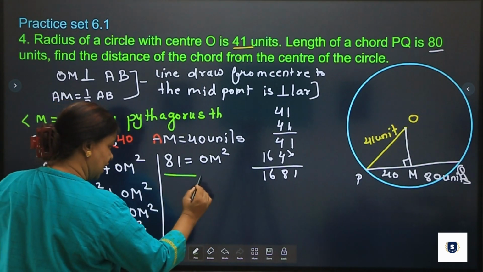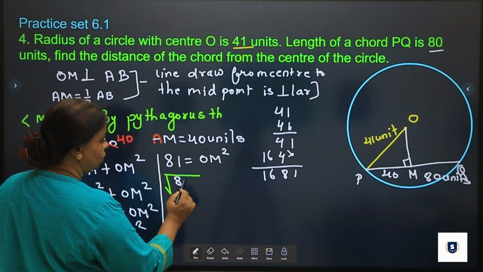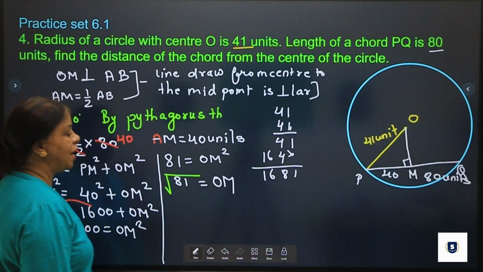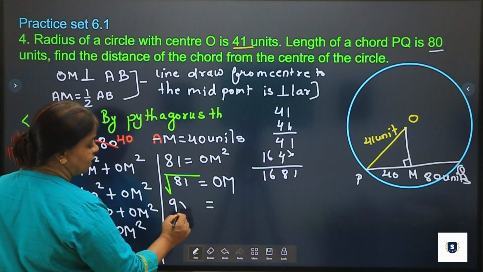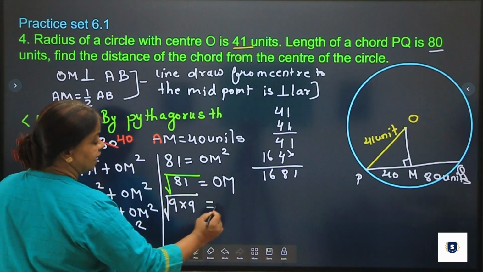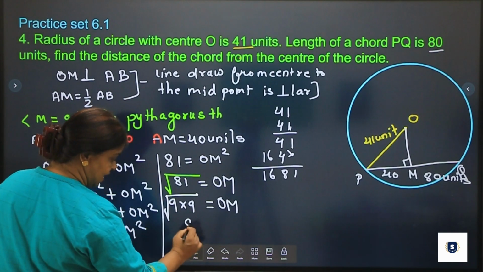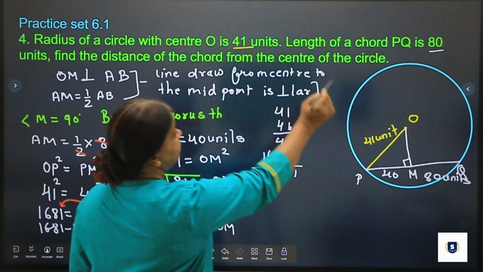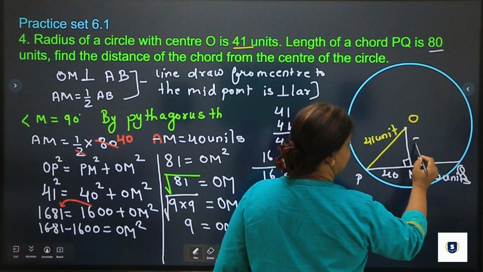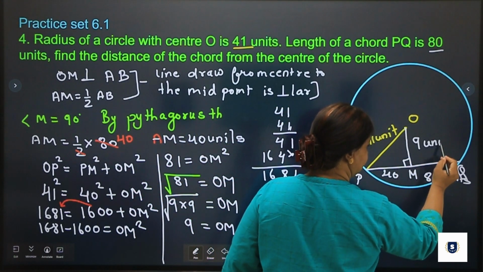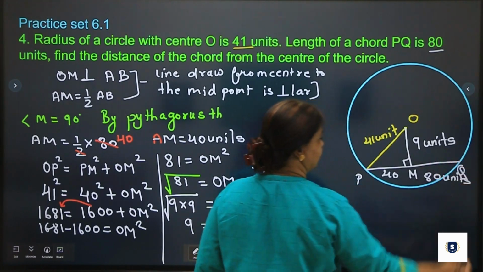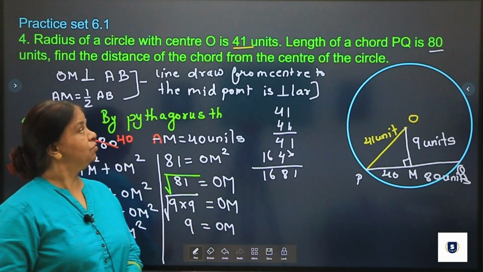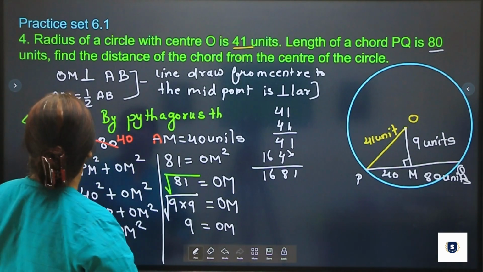Now in the second case, you will remove the square and you will put the square root. So 9 into 9 under the root is equal to OM. 9 is equal to OM. So the distance of the chord from the center of the circle is 9 units. Pause the video and solve the sum, children. Let's move to the next question, children.